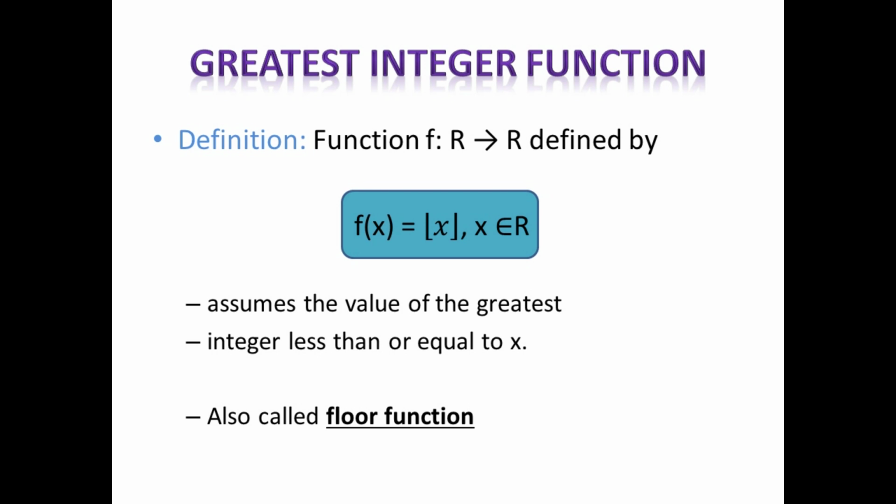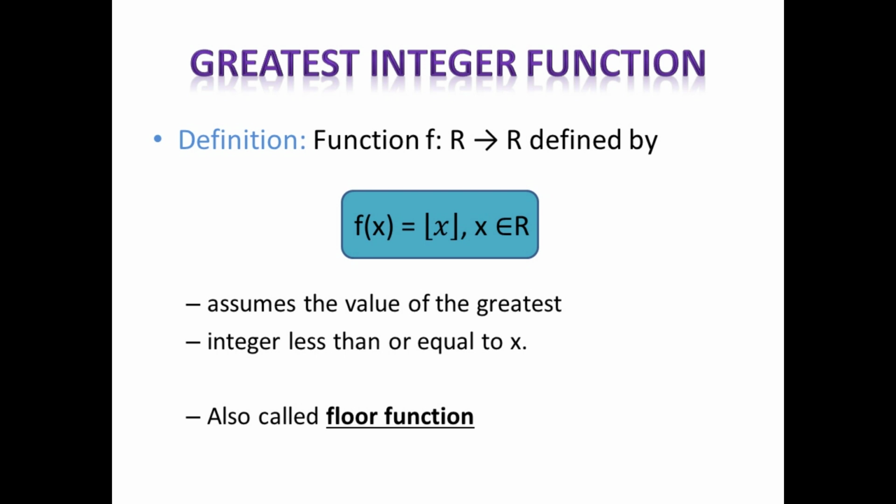Greatest integer function is defined as a function which is defined from R to R, and it is written as shown here, and it assumes the value of greatest integer less than or equal to x. Now we will decipher this whole definition by breaking it into parts. First of all, it says that it is defined from R to R. It means that its domain is also R and codomain is also R.